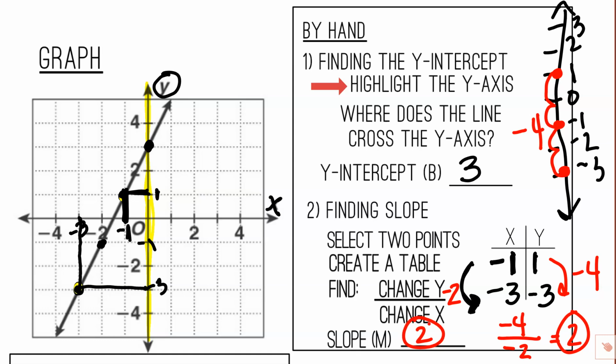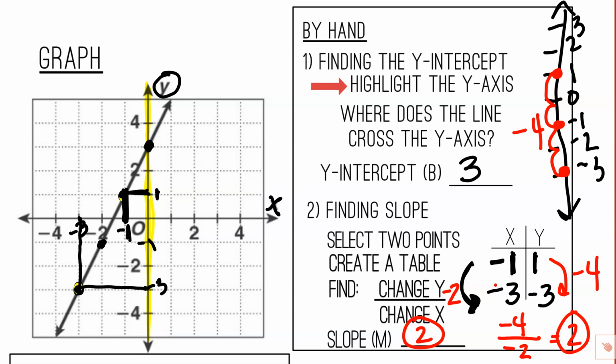All right. So again, just to recap, the y-intercept: make sure that you highlight your y-axis right here. Where does the line cross the y-axis? It crosses at 3, so that is your y-intercept. Now with the slope, it is the same thing as before, finding 2 points. However, this time we are adding negatives, so you do have to be very careful with the negatives.